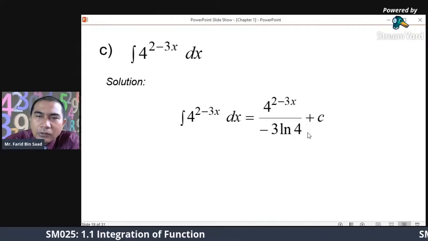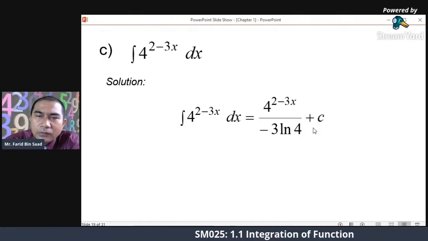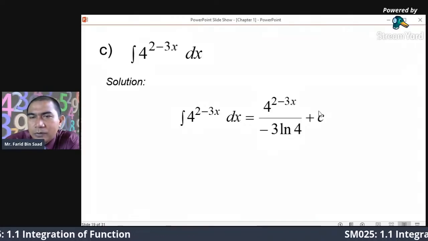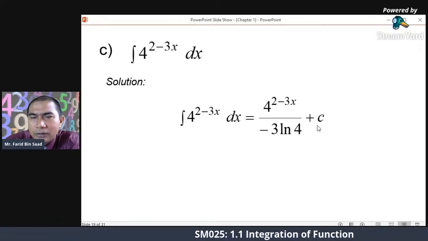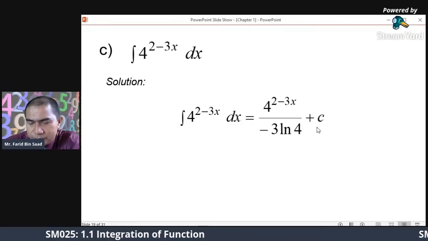And don't forget, negative 3 we cannot multiply with 4 here. We have to put it at the front. And so we get minus 3 ln 4. And then the last one, please don't forget to put plus c. Plus c. Okay. Next.